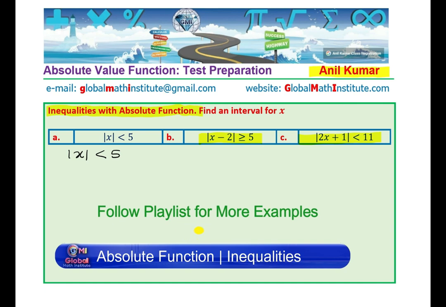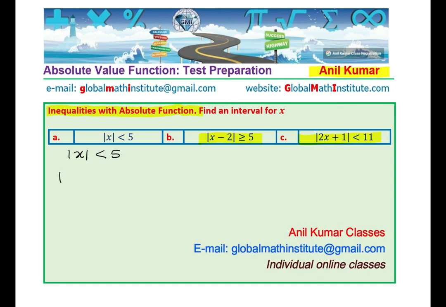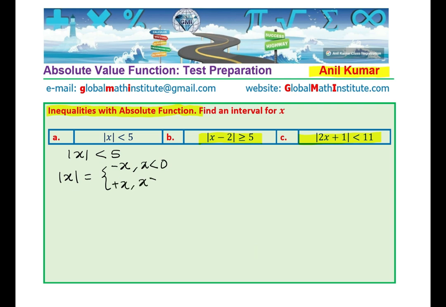Now, how is the absolute value defined? Well, absolute value of x is equal to minus x if x is less than 0 and is plus x if x is greater than or equal to 0. Now, this helps in solving the inequality.